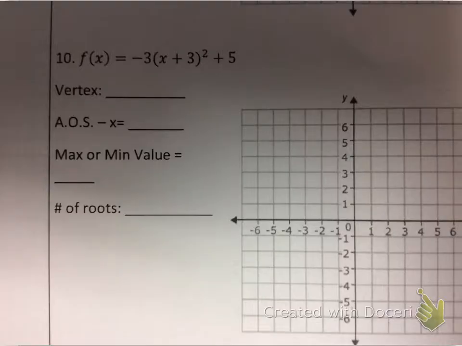Now, I should probably pay more attention that I'm using numbers over and over again. Okay, so negative 3, positive 5. Axis of symmetry is at negative 3. My max or min value is 5. Since this is now negative, that means it's a max. So negative 3, 5.